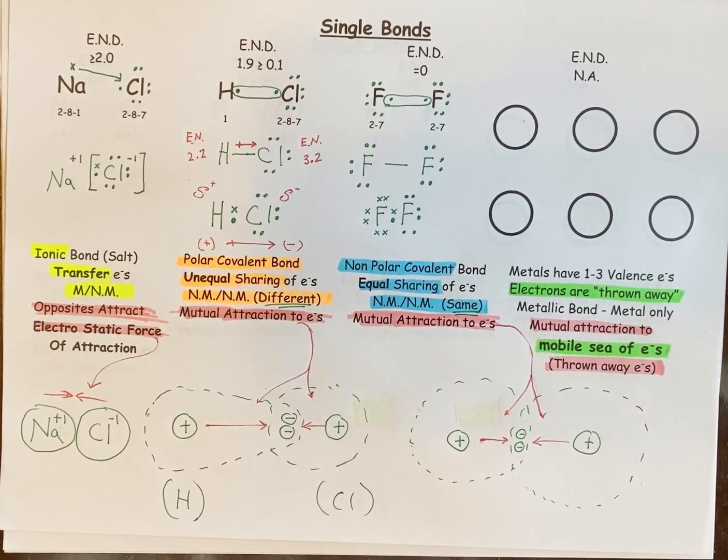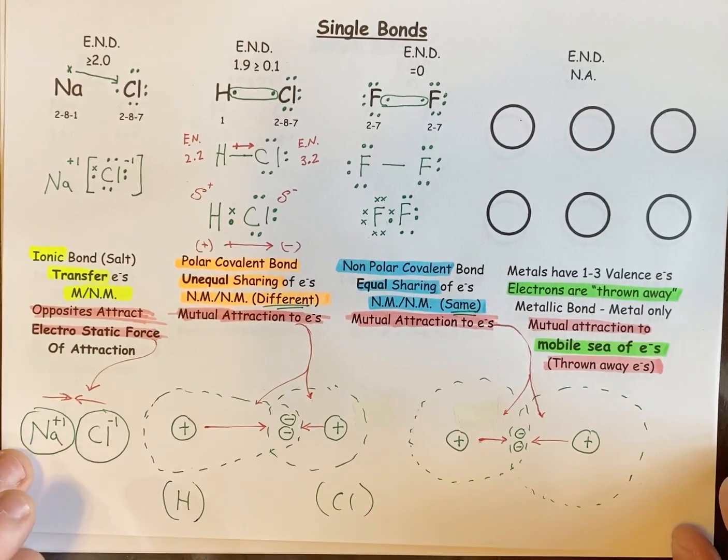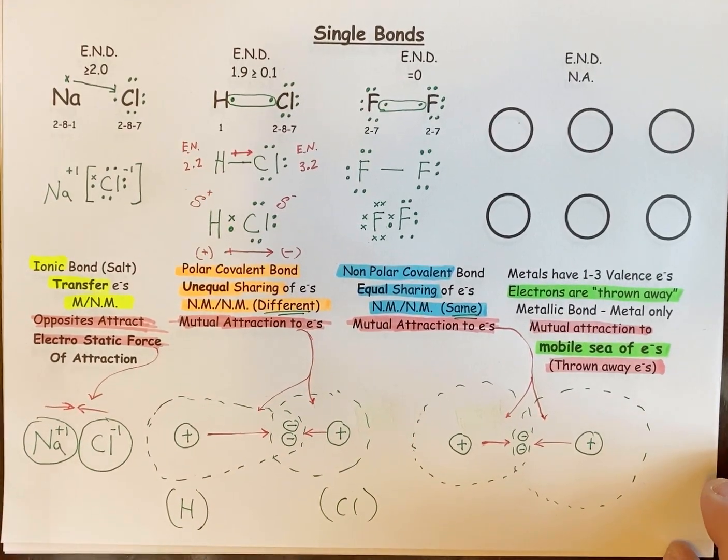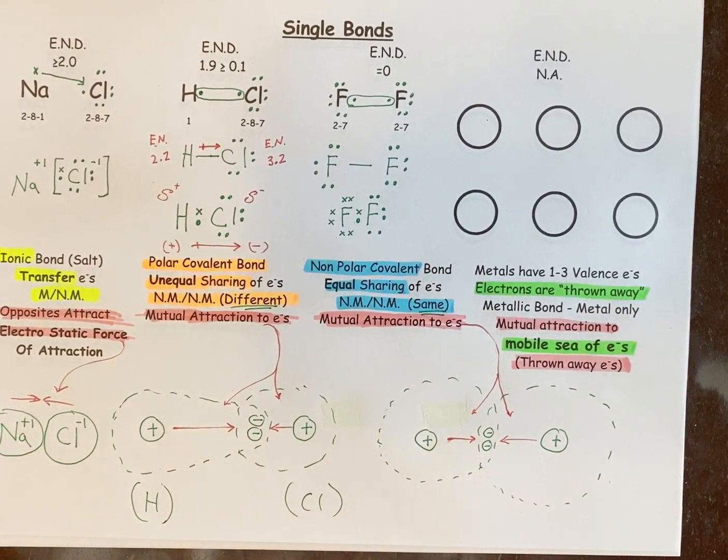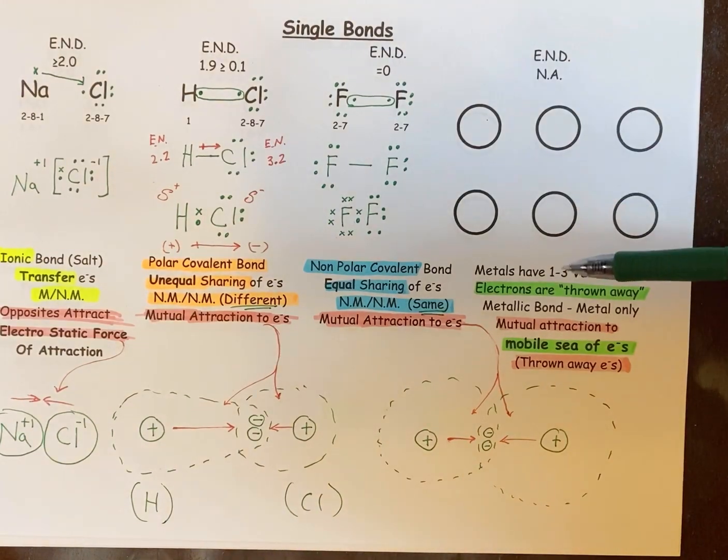The last type that we're going to talk about, and that's it for this, is going to be metallic. So metallic has a unique situation. In metals, what ends up happening is the atoms are all together and nobody wants to gain electrons.